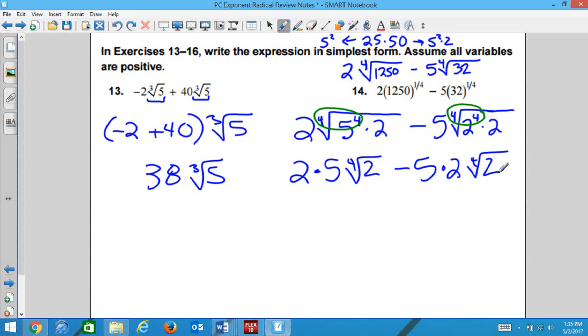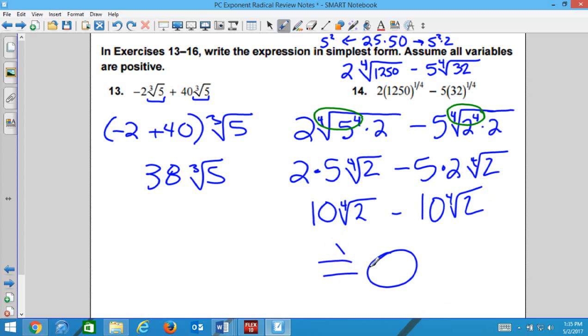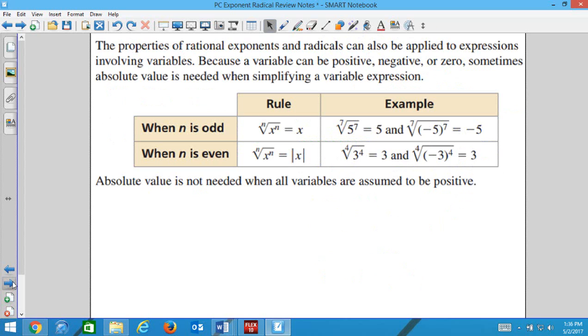Now what do I have? 10 times the 4th root of 2 minus 10 times the 4th root of 2. The same radical, same root. So can I subtract them? What do I get? 0. Yeah, all that for a 0. I mean, you can't look at that and say you knew that was 0 to start with, though. All right. This stuff takes a little bit of practice.